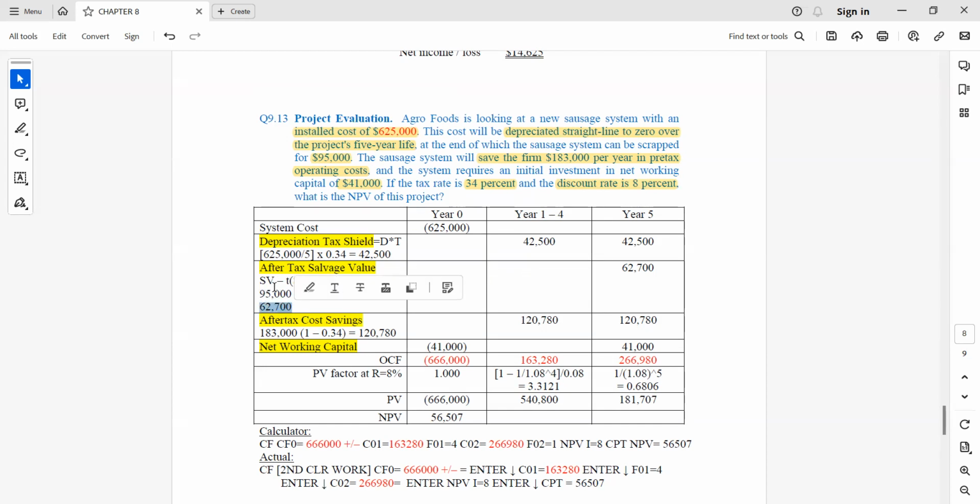62,700. But should you record in every year or in only last year? Because after tax salvage value means you only get the value after you sell off the asset, after you scrap off. So it's only recorded in last year, in year 5, in a positive figure. Now, after tax cost saving, same thing, it says that 183,000, adjust for tax, you get this amount. This is the cost saving for every year from year 1 to year 5. Okay, and net working capital, negative 41,000 in year 0, positive 41,000 in last year.